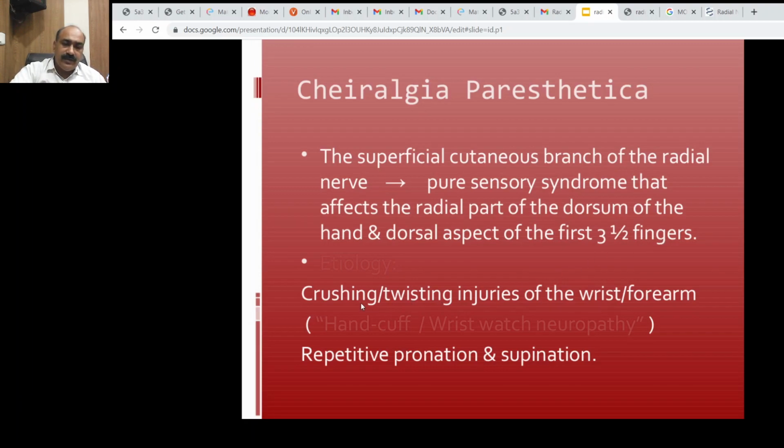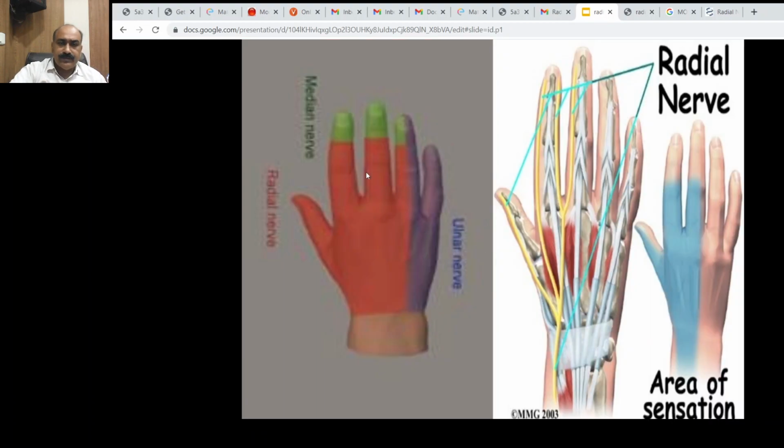The reason can be crushing or twisting injuries of the wrist or forearm, like those seen in patients with handcuffs, or the patient may have wristwatch neuropathy. The patient may also have this injury because of repetitive pronation and supination. Here you can see the sensory supply of various nerves. This is the radial nerve supply area.